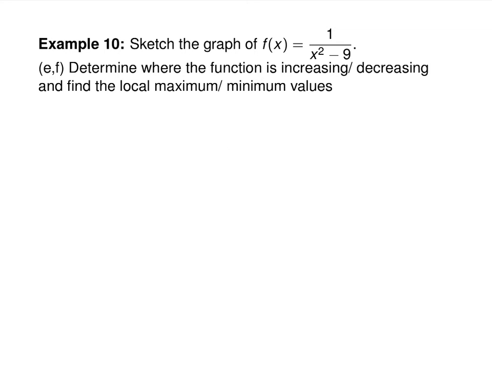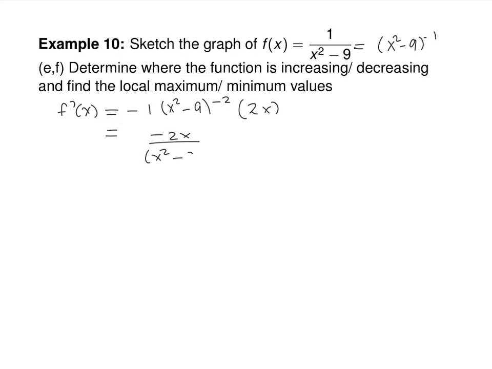Increasing, decreasing, and find the local max and min. So I didn't give the derivatives, but I really should have. This is the same thing as x squared minus 9 to the -1st, right? So the derivative using the chain rule is -1 times x squared minus 9 to the -2 times 2x. Or -2x over x squared minus 9 squared.